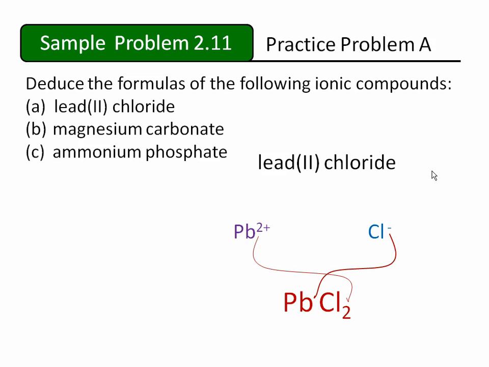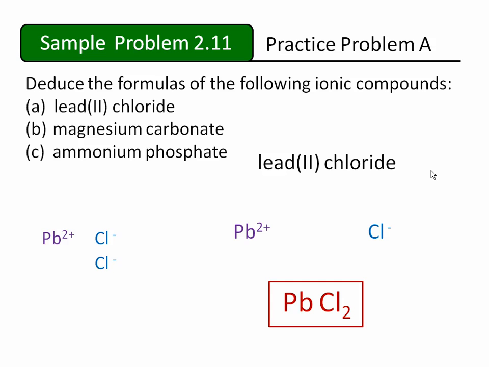Another way to think about this is to realize that since the lead has a charge of +2, it will take 2 chlorides, each with a charge of -1, to balance out the positive charge from the lead. Either way you look at it, the chemical formula of lead 2 chloride will be PbCl2.